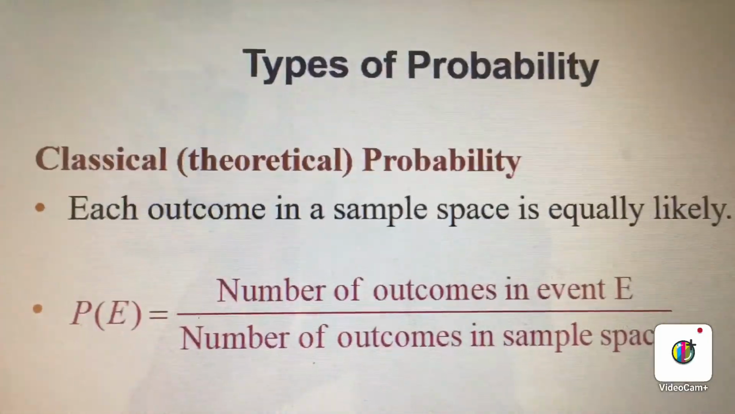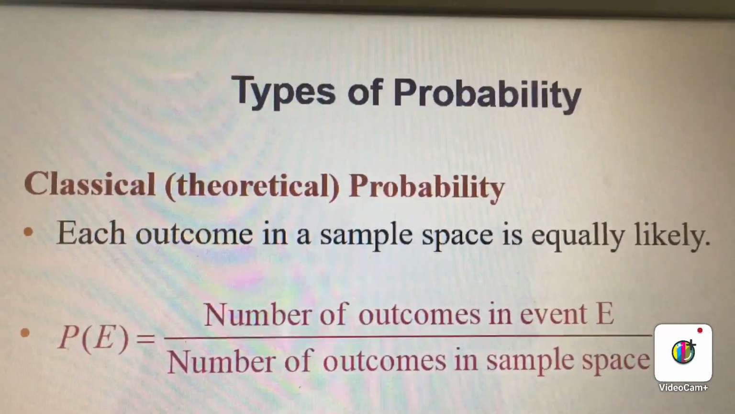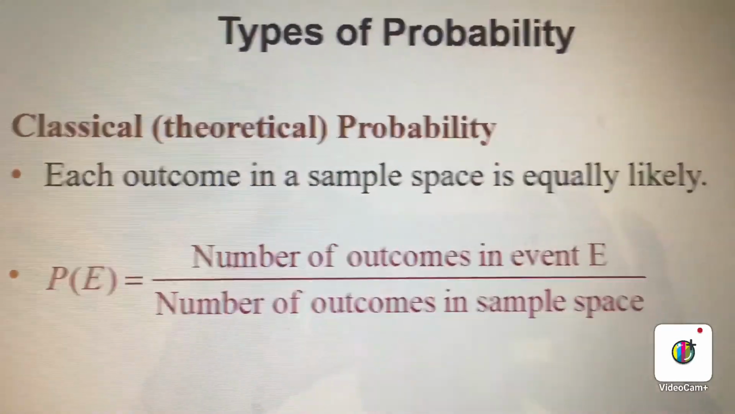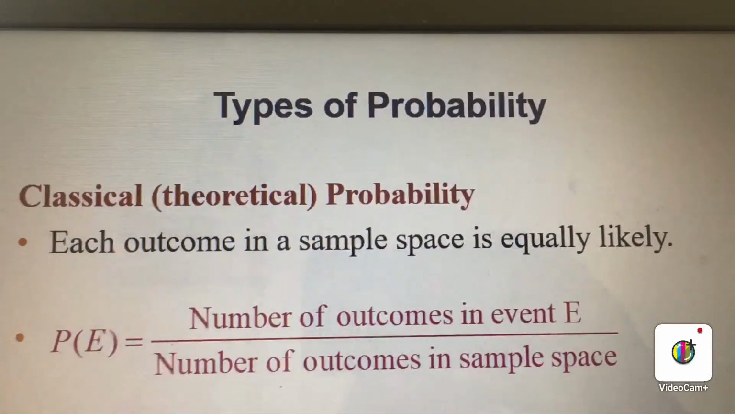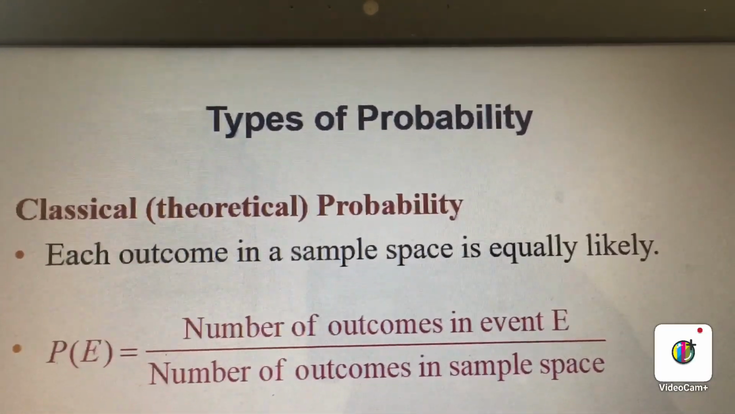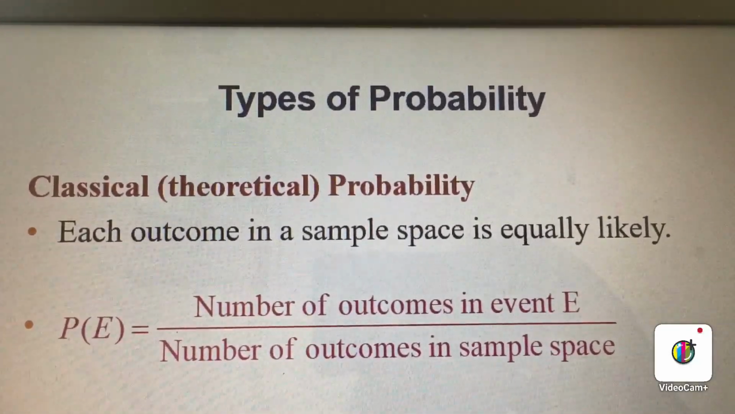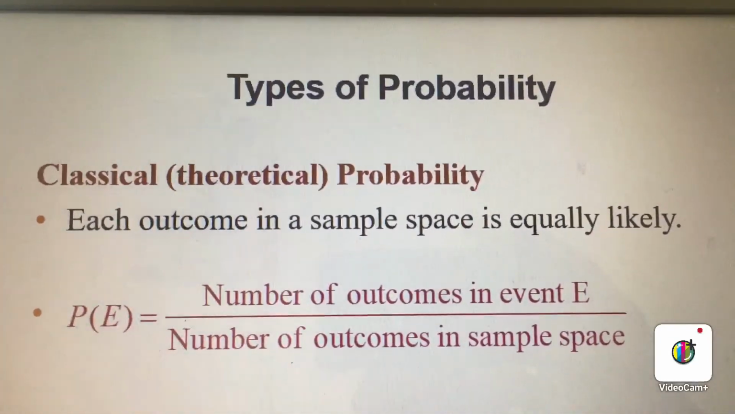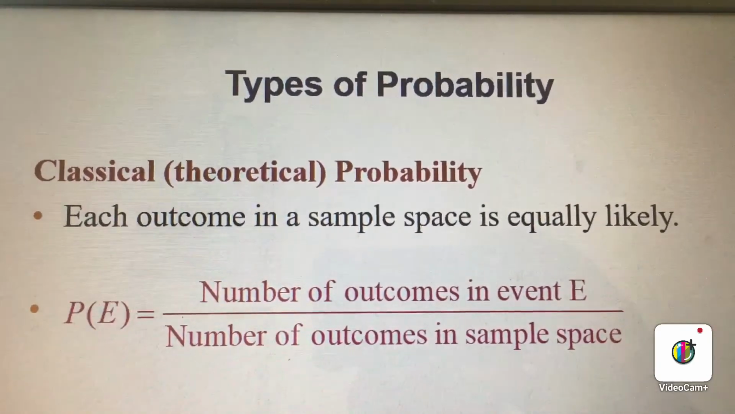The classical probability is based on already known sample spaces. That is, the sample spaces that we already know. For example, we know that a die has 6 sides, so the sample space for a die is 6. A deck of cards has 52 cards, so the sample space is 52. We have 7 days of the week, so the sample space is 7. So this is basically what classical probability is about: the sample spaces that we already know.